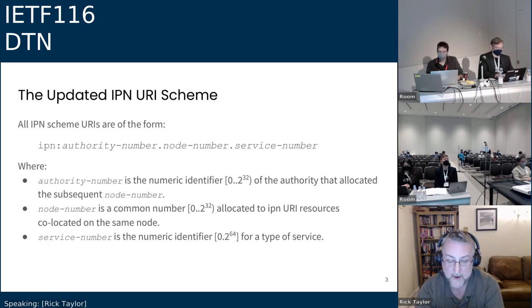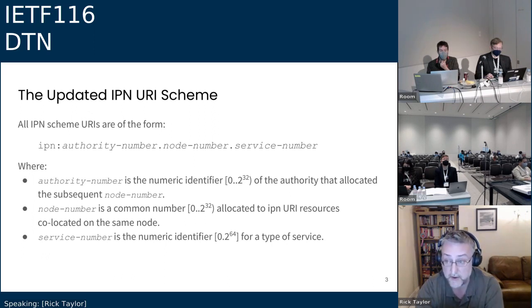So, quick summary. What we state in this document is that all IPN scheme URIs are now of the form authority number dot node number dot service number, where the authority number is a numeric identifier of 32 bits length of the authority that allocated the subsequent node number. The subsequent node number is a common number, 32 bits in length, allocated to IPN URI resources co-located on the same node. Now, these are logical constructs.